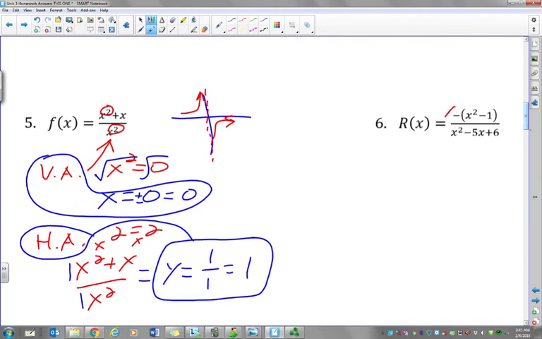So the powers are the same, but we do have a negative there. So then our horizontal asymptote is just y equals negative 1, or negative 1 over 1.